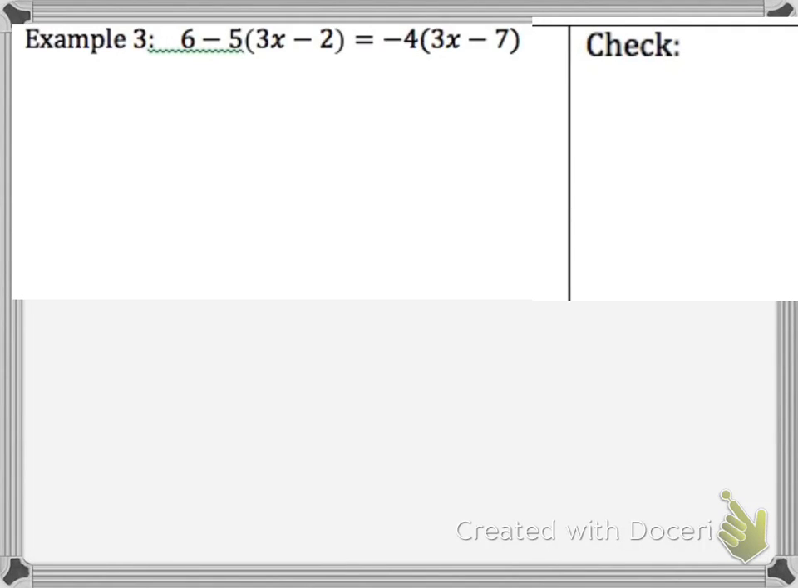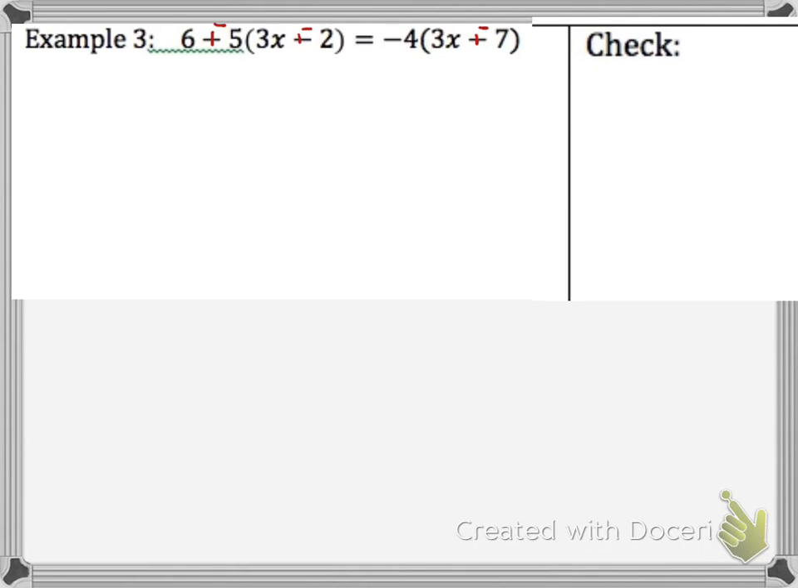So in example 3, we see some groupings that we need to eliminate. I just want to point out here that you have to be really careful when you have this minus sign in front of a whole group. It's that whole group that's being subtracted. So you do want to make sure that you're sharing that minus, or sharing that negative, with everything in the group. So it's a good idea most of the time to change your subtraction before you eliminate groupings. So again, if that's not easy for you to keep track of, then definitely change your subtraction first.